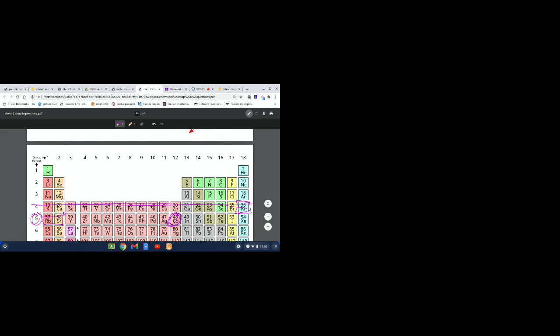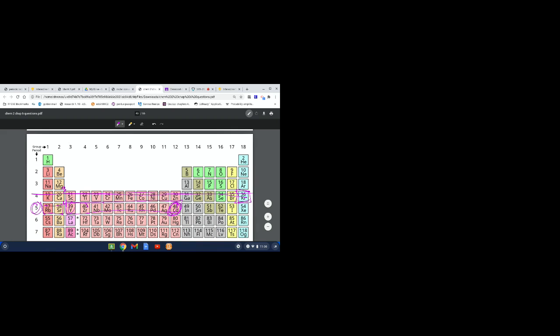Then, remember, these are one less. So this is 3 and 4, 4d. And actually, we're going to use 10 because if we look here, 1, 2, 3, 4, 5, 6, 7, 8, 9, and 10. So we are in the 10th row of the D block.